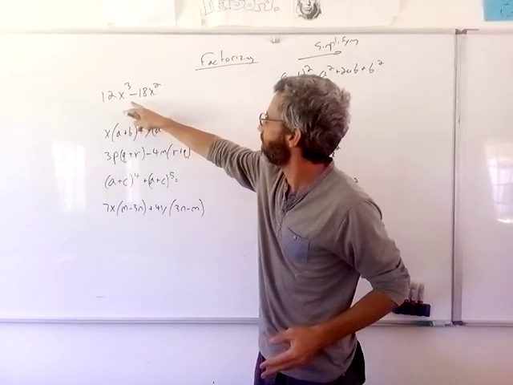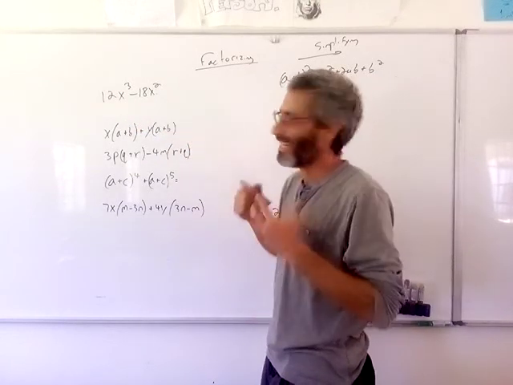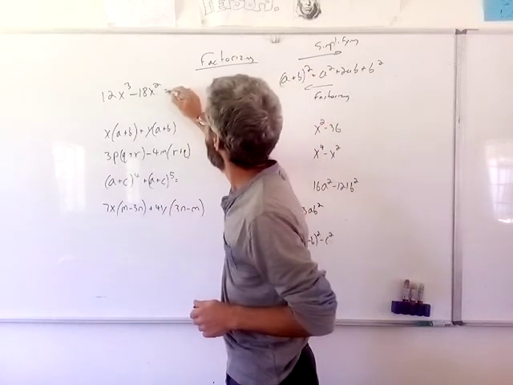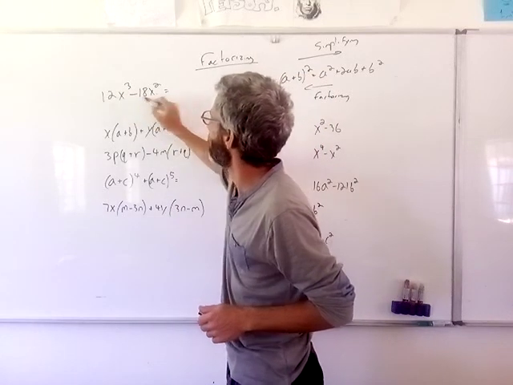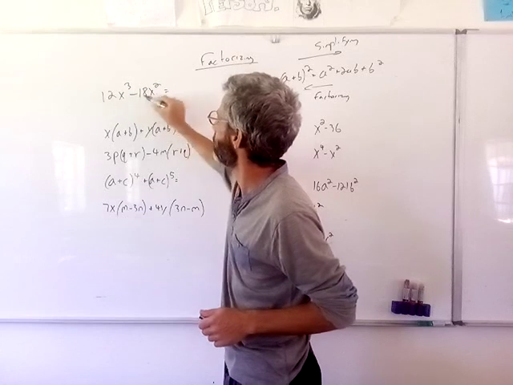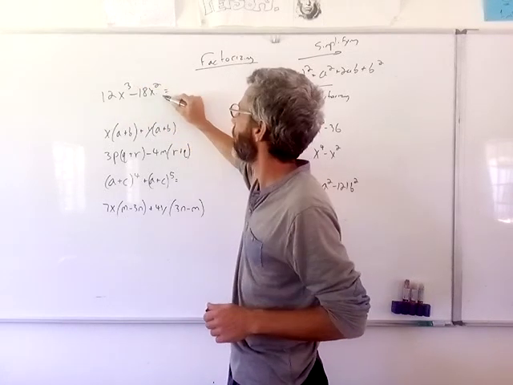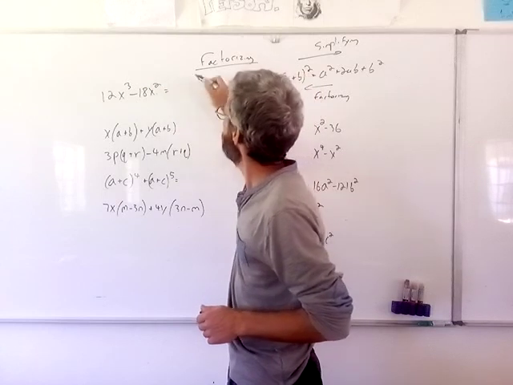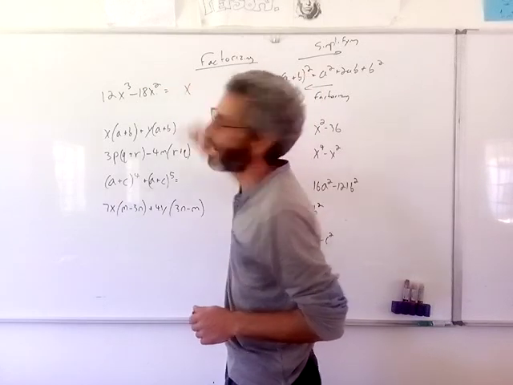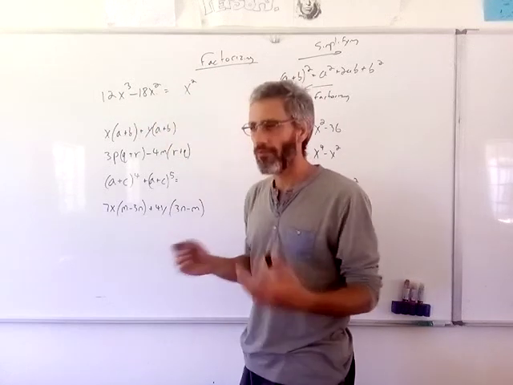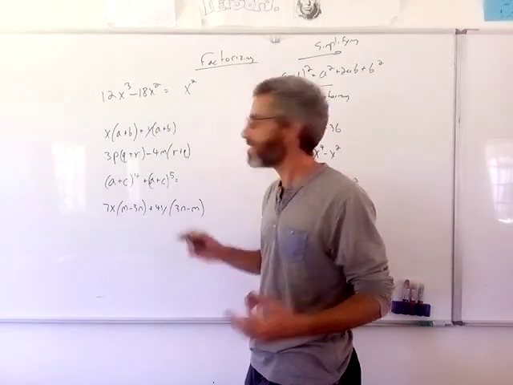So we've got 12x cubed minus 18x squared. In this case, what you need to find is a common factor, the highest common factor. Let's look at the x's first of all. x cubed and x squared. x cubed is x times x times x. x squared is x times x. So the highest common factor will be x squared. In terms of the numbers 12 and 18, the highest common factor will be 6, I think.